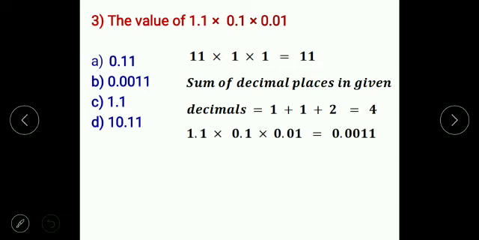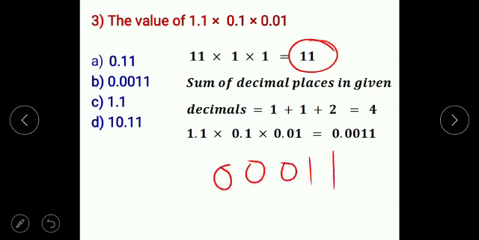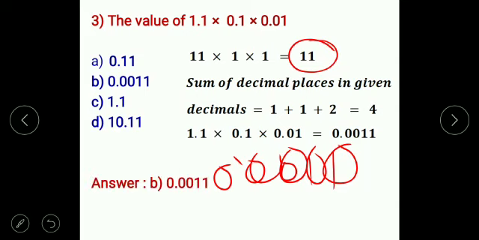But here our answer is 11, right? So 11 you can write 0000011. So put the decimal point from right to left after 4 digits. So 1, 2, 3, 4 and put the decimal point here. So what is it? 0.0011. So your answer is option number B, 0.0011. So this is the answer of question number 3.